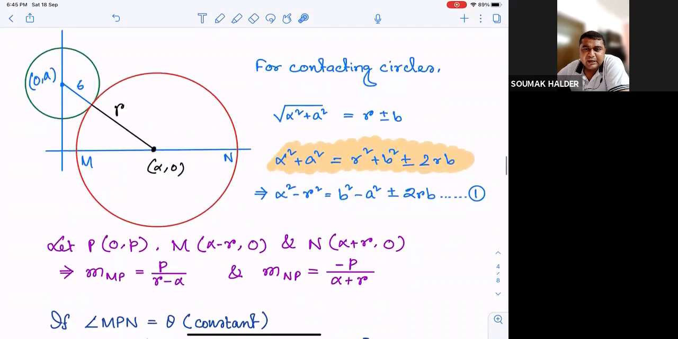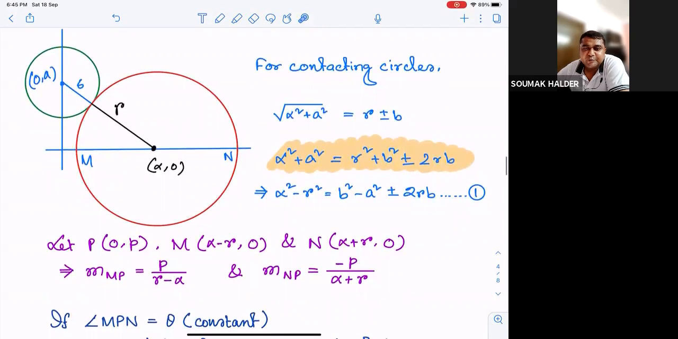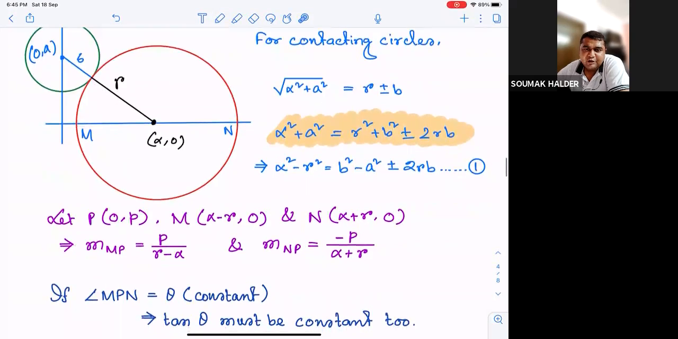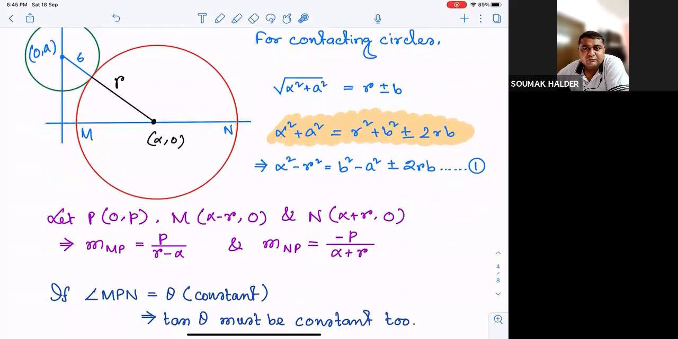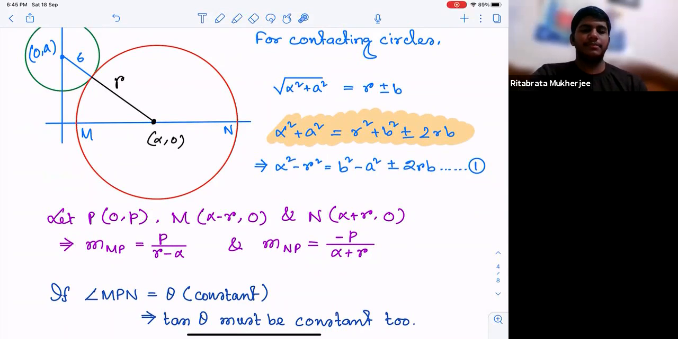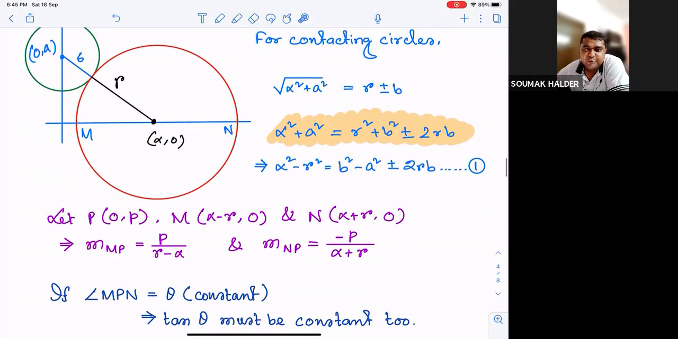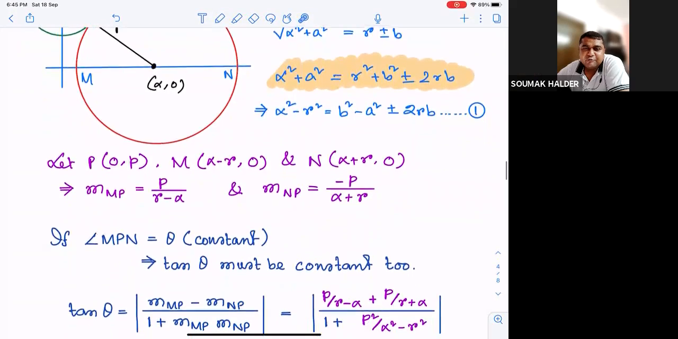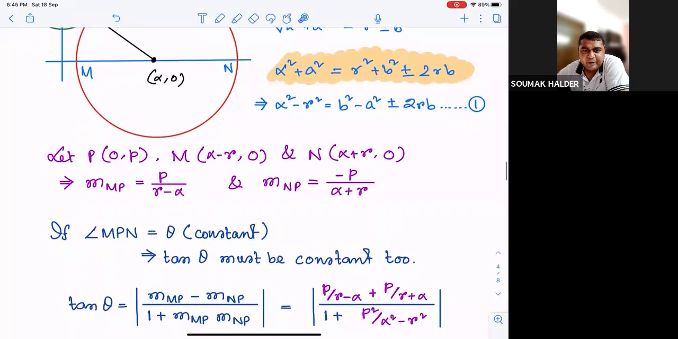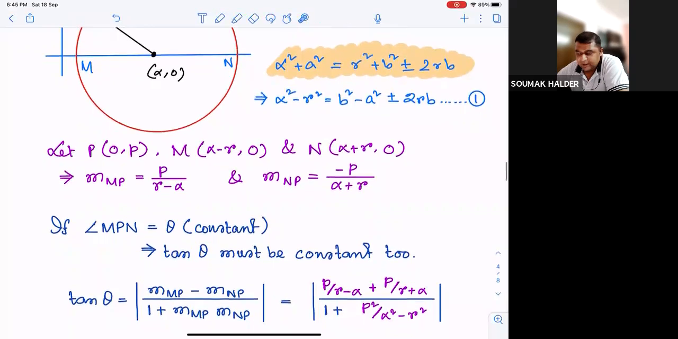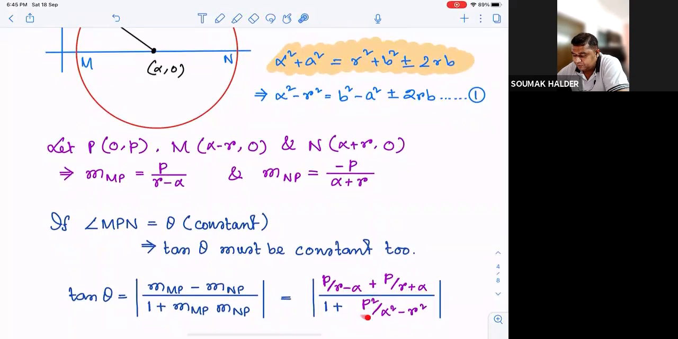Now, if I consider angle MPN is theta, which is supposed to be constant, then tan theta must also be constant. And we can write this tan theta in terms of the slopes of the arms MP and NP. So tan theta is equal to the modulus of slope of MP minus slope of NP, divided by 1 plus slope of MP multiplied with slope of NP. And then we have substituted the values. These are the already decided values.